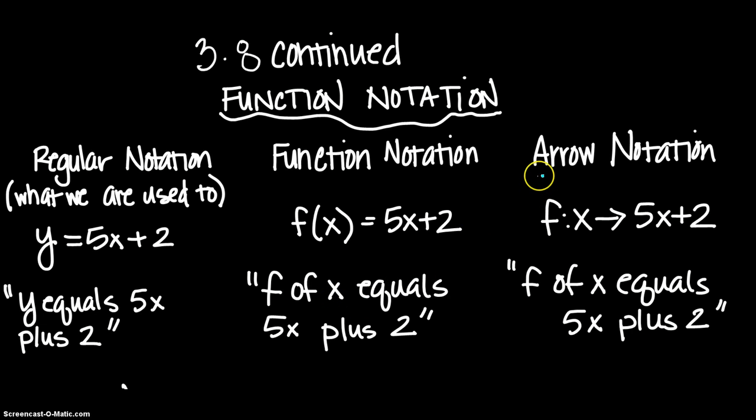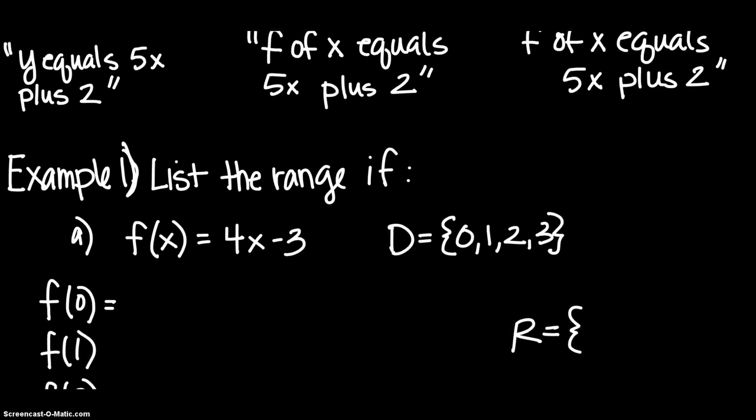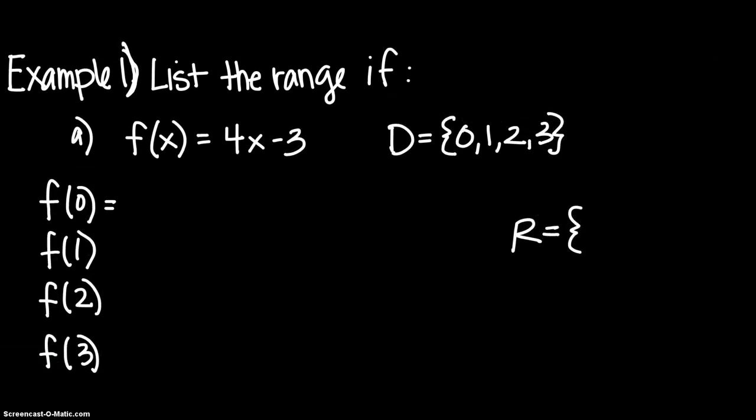Arrow notation is very similar. This time we have an arrow in place of the equal sign, and we have a colon in place of the parentheses. But we say this the same way: f of x equals 5x plus 2. So let's go into some examples.